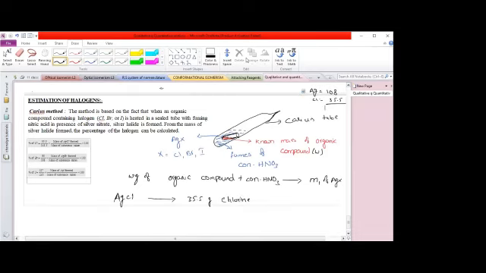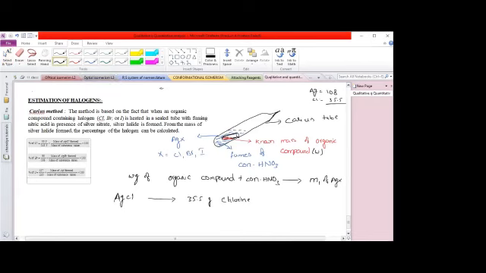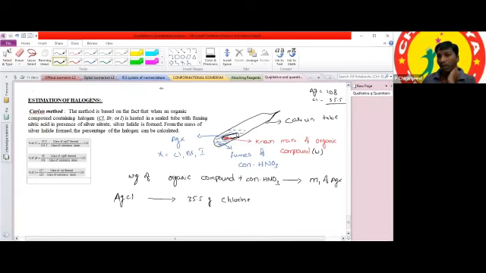35.5, sir. Aditi, what is the molar mass of silver chloride? Aditi, what is the molar mass? Is it 143.5? Very good. So 143.5, Tanish.